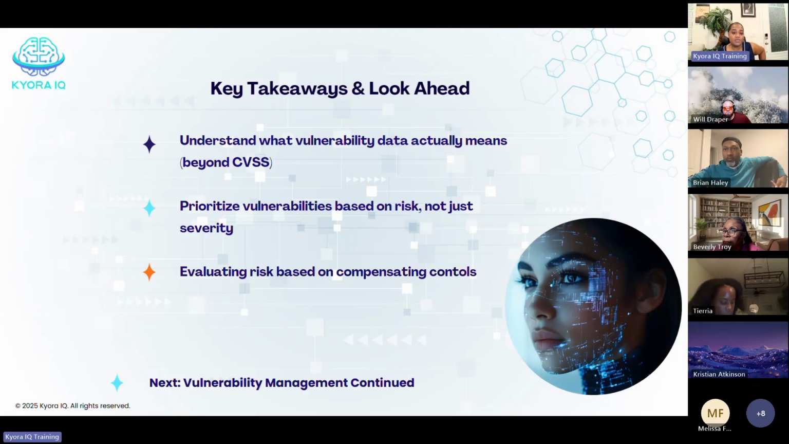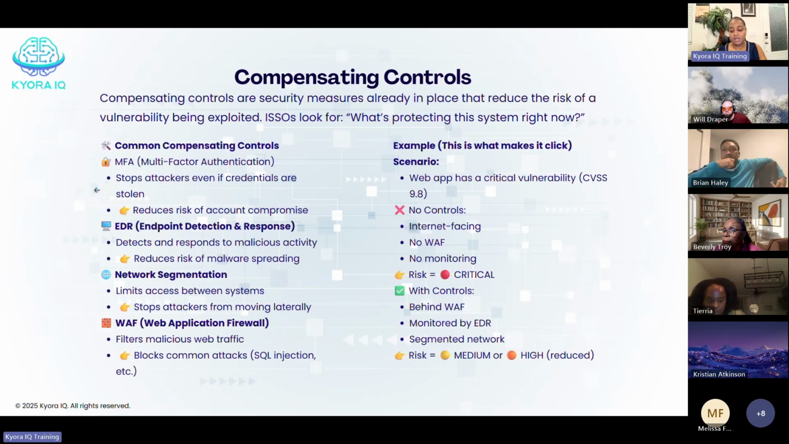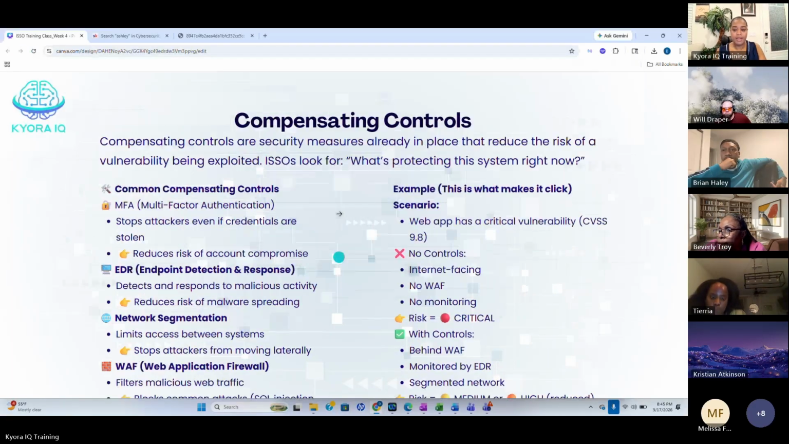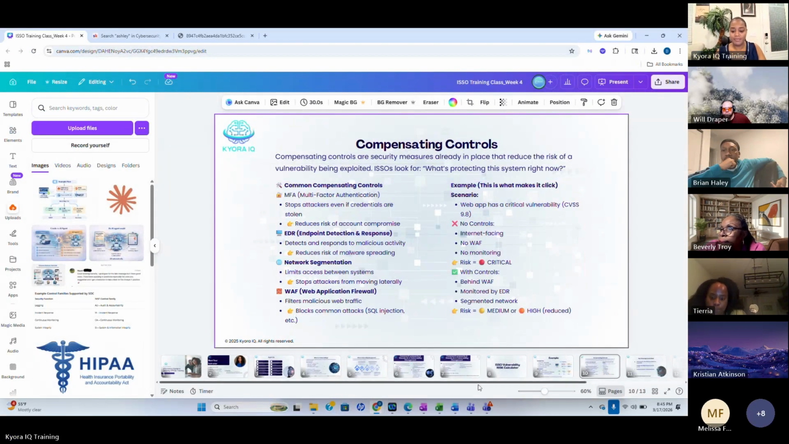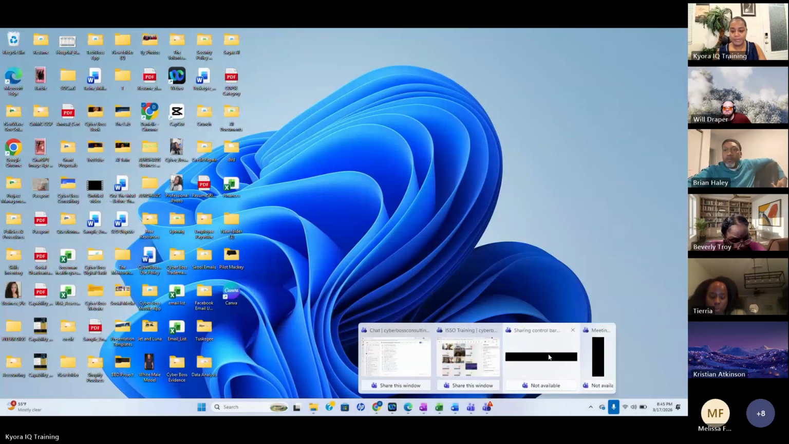And then our key takeaways for today. Well, I should actually ask if everyone understands the compensating controls. I can't see you guys. Yep.